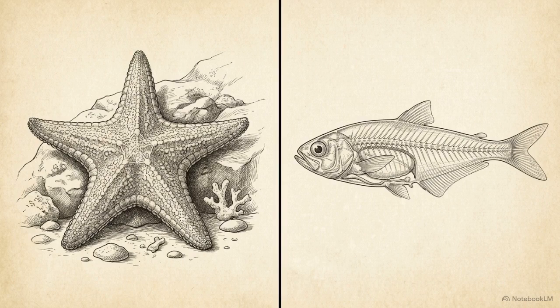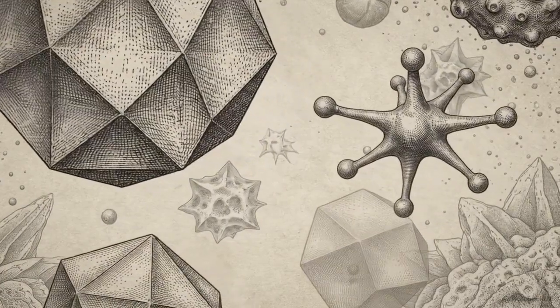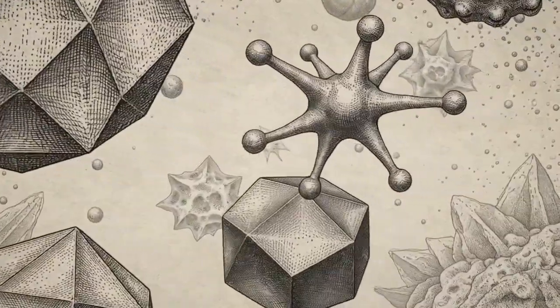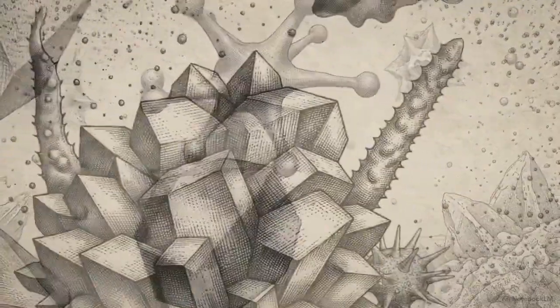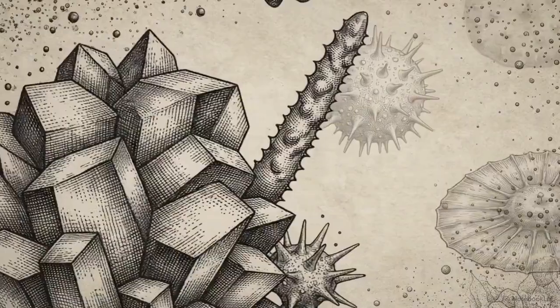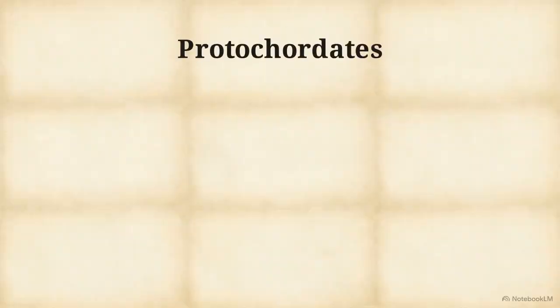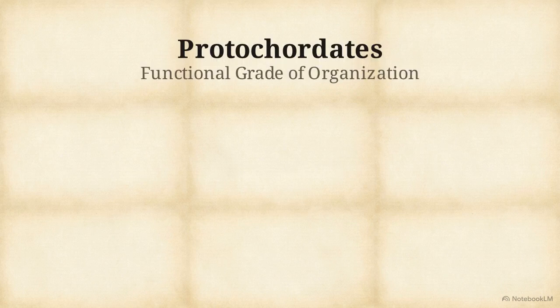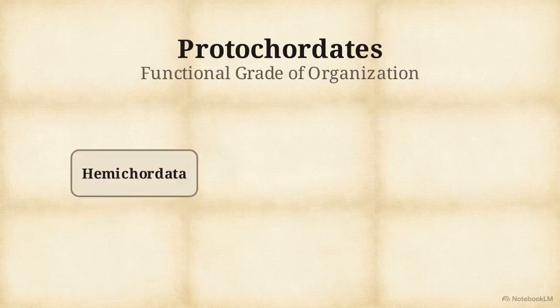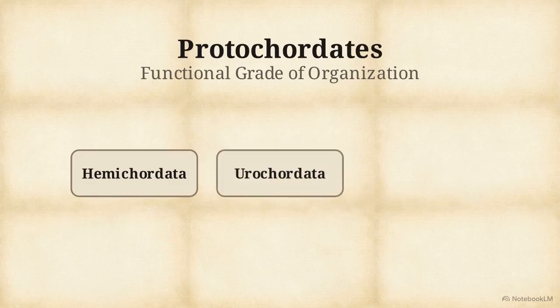Starfish and sea urchins share a common ancestor with the vertebrates, yet their morphologies appear fundamentally incompatible. To connect the radial symmetry of an invertebrate echinoderm to the bilateral complexity of a fish or mammal, we must identify the biological bridge. Protochordates are classified as a functional grade of organization, encompassing 3 subphyla: Hemichordata, Urochordata, and Cephalochordata.